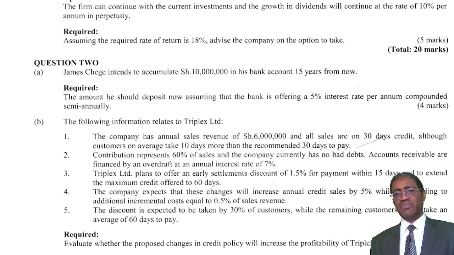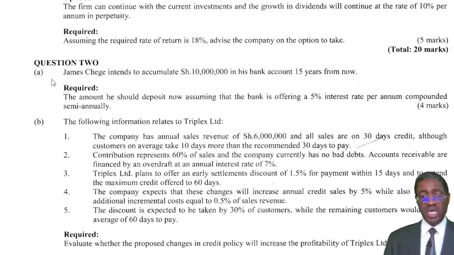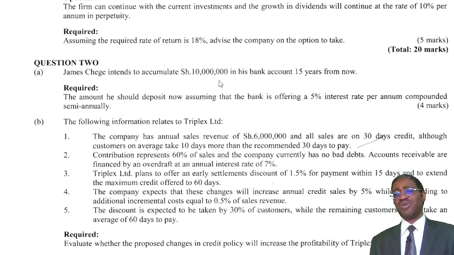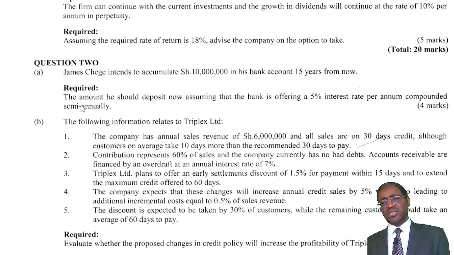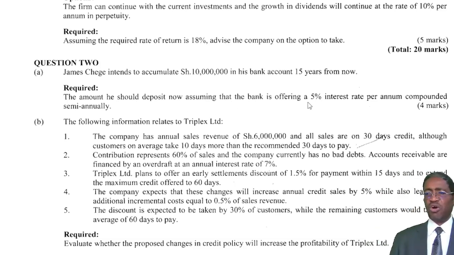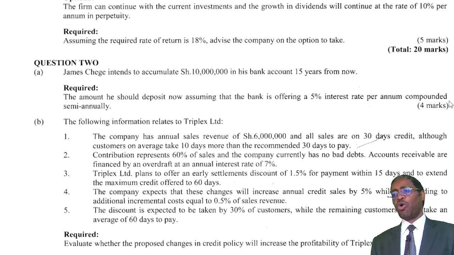It's a question that came in April 2022, question number 2A. It says, James intends to accumulate 10 million in his bank account 15 years from now. Required: calculate the amount he should deposit now, assuming that the bank is offering an interest of 5% per annum, compounded semi-annually.